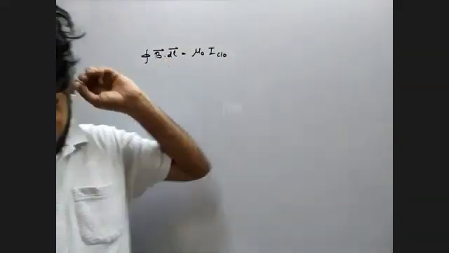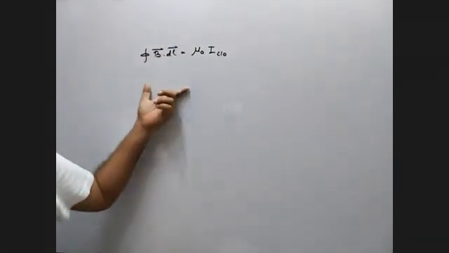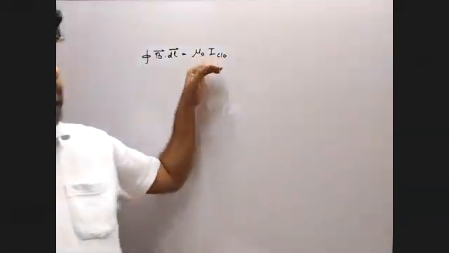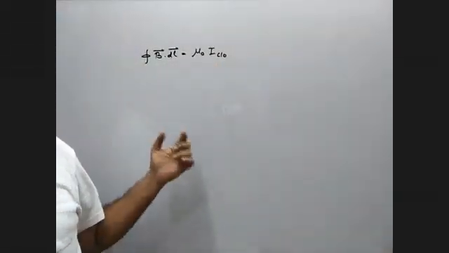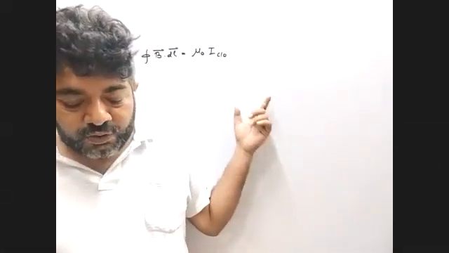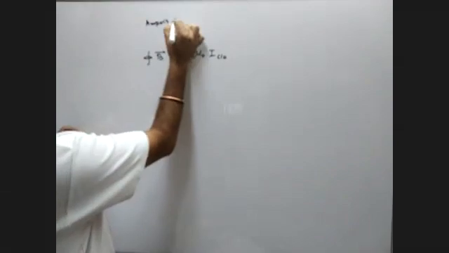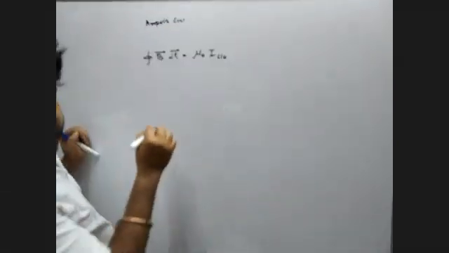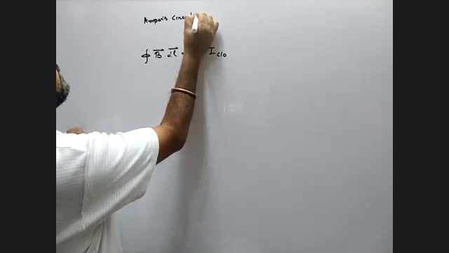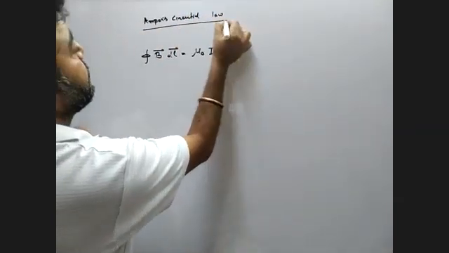So what is Ampere circuital law? Ampere circuital law states that the line integral of the magnetic field around any closed circuit is equal to mu naught times the total current passing through this closed circuit, which is called Ampere circuital law. So see, basically what do you mean by that?